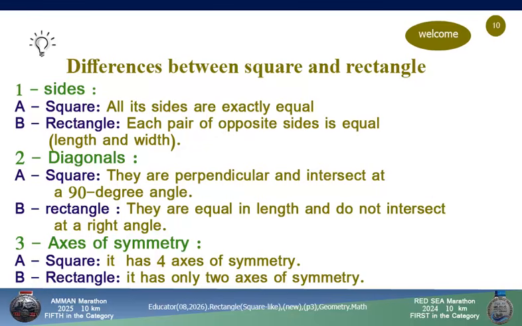3. Axes of symmetry. A. Square. It has 4 axes of symmetry. B. Rectangle. It has only 2 axes of symmetry.